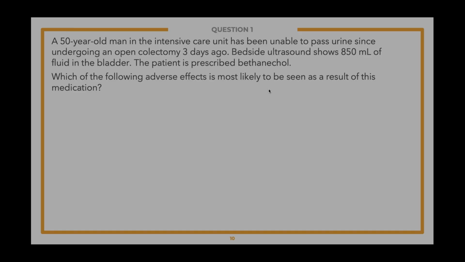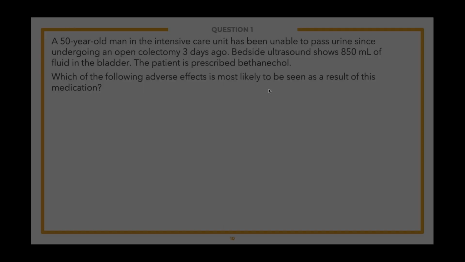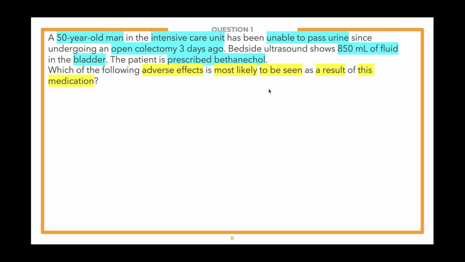But before I do that, let me show you what we think is important in the stem. Demographic information is always important. So we know it's a 50-year-old man. He's in the ICU, and you can see he can't pass urine. He had an open colectomy and was given Bethanechol, so we really already know the medication. Now we just have to figure out what's going on as a result of this medication.